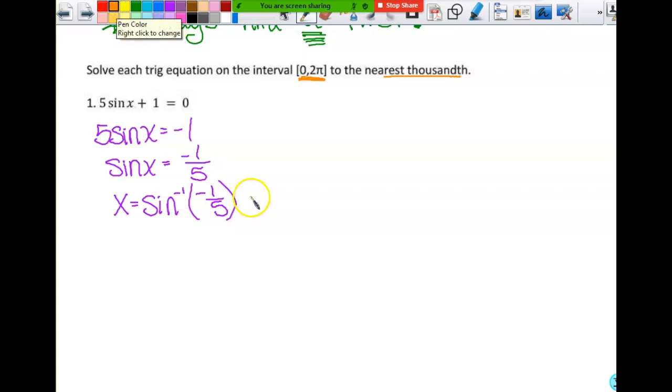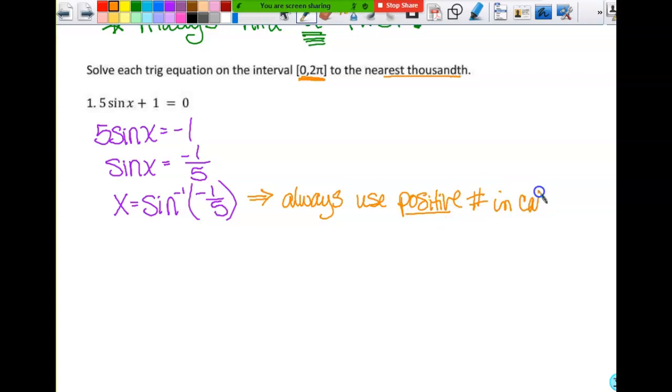First of all, no matter what this says, we always use positive numbers in the calculator. All right. So this is what I'm actually looking for, but we're doing the positive numbers because we want to find alpha. Alpha is what we're finding first. And I need to think about the fact that my sine value is negative. So sine is negative in quadrants 2 and 3.